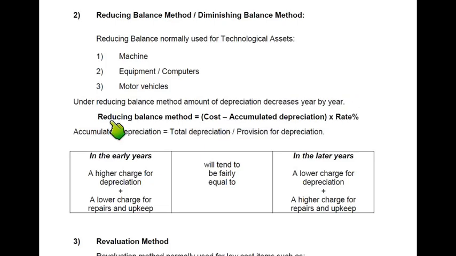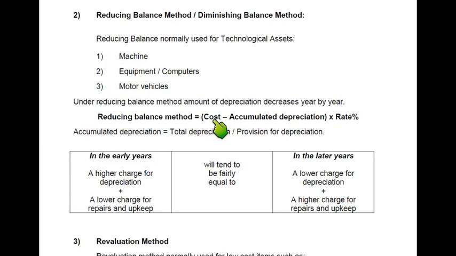So in the reducing balance method, the depreciation decreases each year. And why is that so? Because of this formula. The formula is cost minus accumulated depreciation, multiplied by rate. In straight line, the formula was cost minus scrap value multiplied by rate, and in reducing balance, the formula is cost minus accumulated depreciation. Now accumulated depreciation is also known as provision for depreciation. Provision for depreciation or accumulated depreciation means the total amount of depreciation that is charged on a non-current asset up till a particular date. This is the total depreciation charge to date.